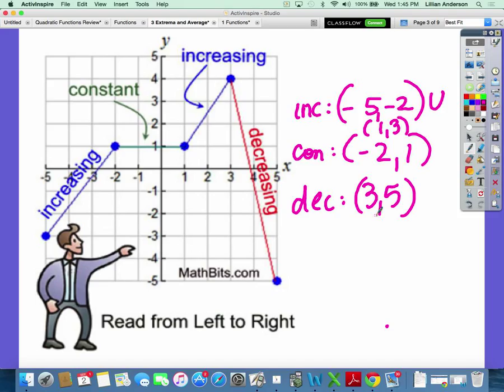So the interval is in relationship to the x-axis. Question? Would it be negative 5 or just regular 5? Just regular 5, because remember we're looking at the x-axis. Other questions?